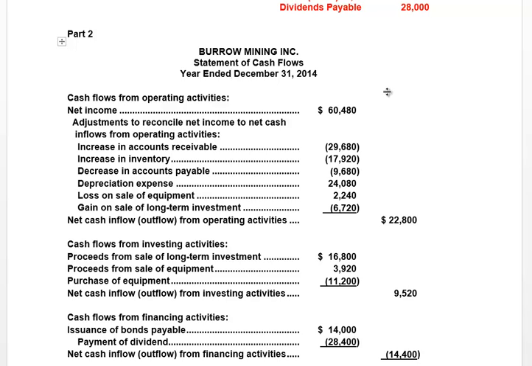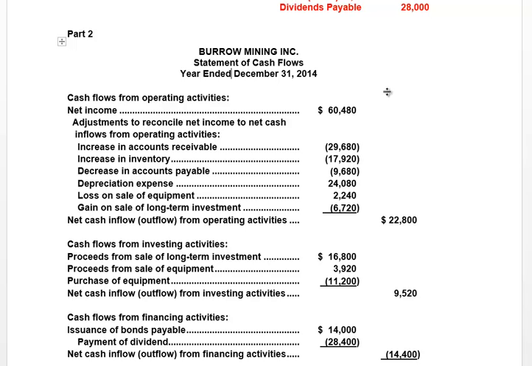The question gives us our net income of $60,480. So now I have to make adjustments to that net income to convert it to cash. How am I going to do that? I'm going to look at the changes in my non-cash current asset accounts. Cash and cash equivalents, you remember we talked about this in a previous class, are both considered cash. So I have to look below cash equivalents for my current asset accounts in the balance sheet area.